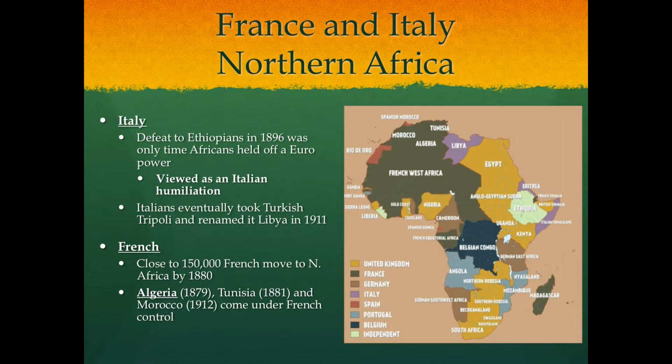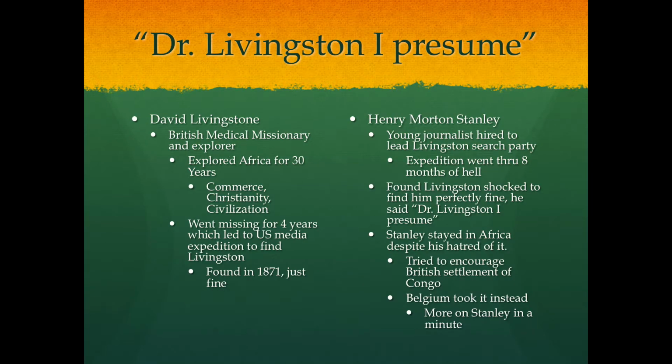Primarily, the first place they take is Turkish Tripoli right up here, which will eventually be renamed Libya in 1911. The French focused more on the northwest, where they had tons of colonists moving in there, 150,000 by 1880, primarily into the Algerian region in 1879. They eventually take Tunisia in 1881, and then eventually Morocco in 1912.